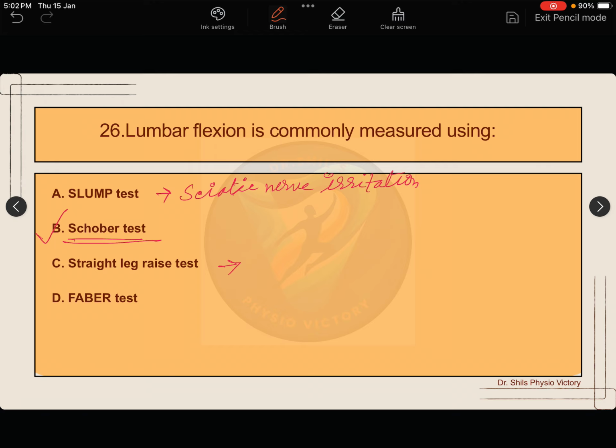SLR test is for nerve root compression. FABER test is for SI joint pathology.